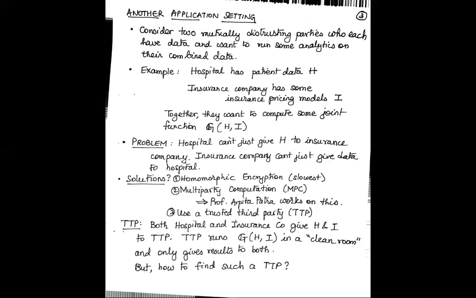But the question is, in the real world, how do we find such trusted third parties? What is the guarantee that the trusted third party itself does not have malicious employees or a government subpoena against them? What is the guarantee of all of this? How do we find such trusted third parties in the real world?